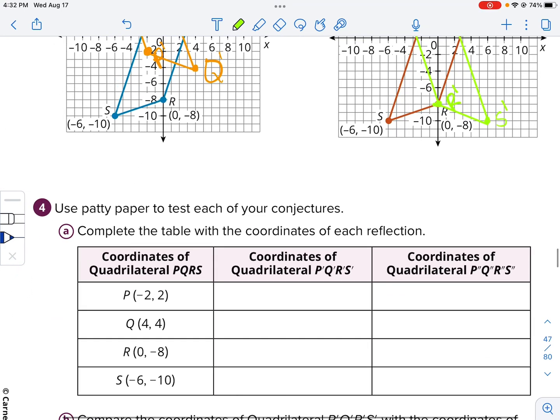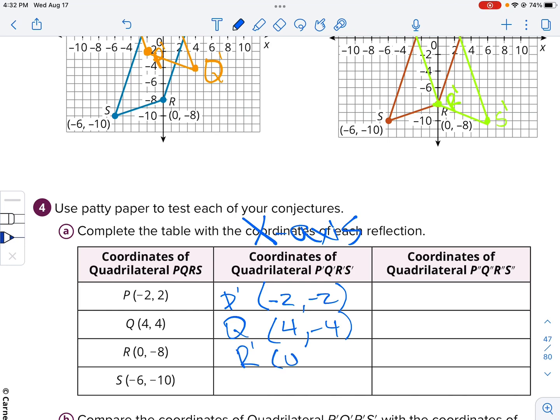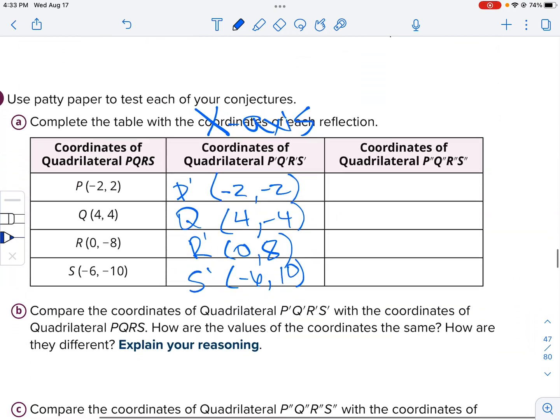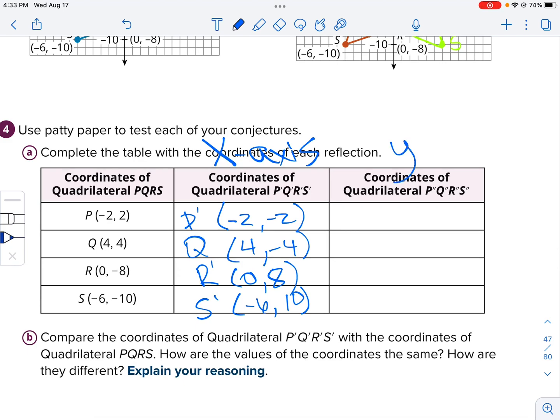Okay, use the patty paper to test your conjecture. Okay, so this is going over the x-axis. So that means that P prime was negative 2, negative 2. Q prime was 4, negative 4. R prime was 0, 8. And S prime was negative 6, positive 10. Are those the exact same spots we got? It is.